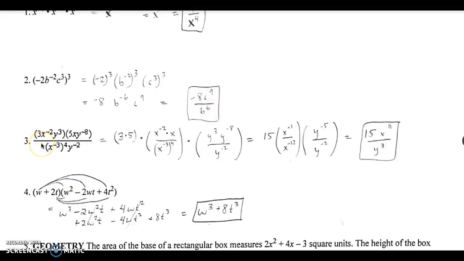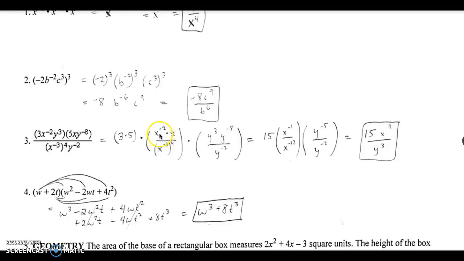For question 3, we're basically combining the concepts of problems 1 and 2. So what I did is I took the numbers off of the terms, 3 times 5, and did that separately. And then I put all the x's together in a set of parentheses and all the y's together in a set of parentheses. So we have x to the negative 2 times x divided by x to the negative third to the fourth, which is right here. And then I took all the y's again.